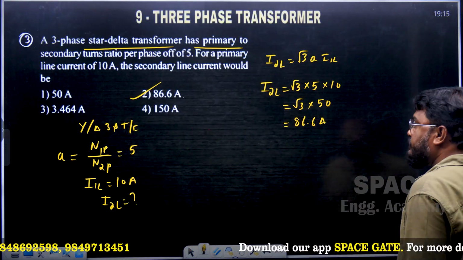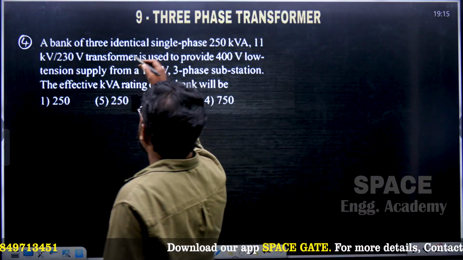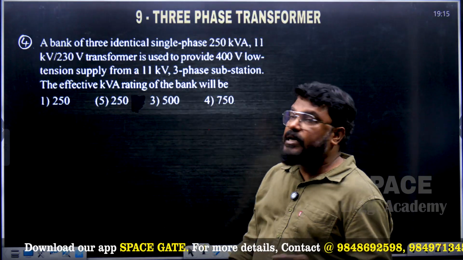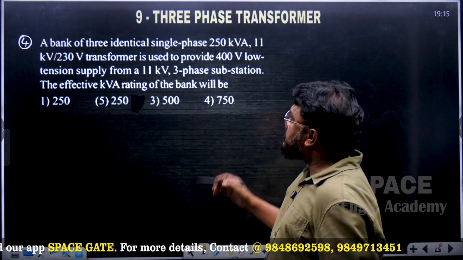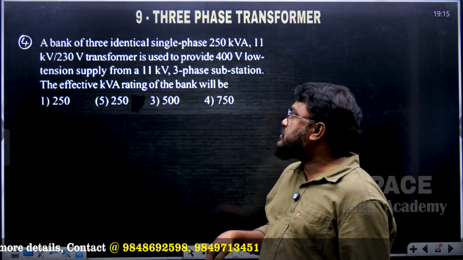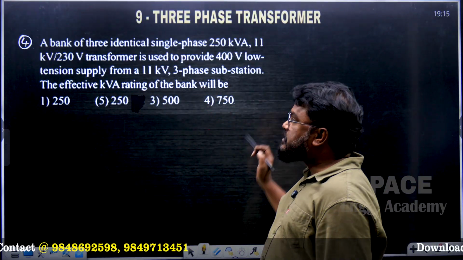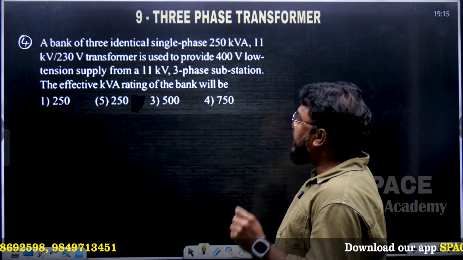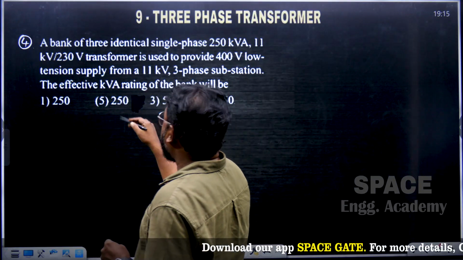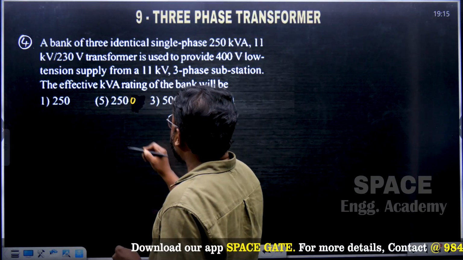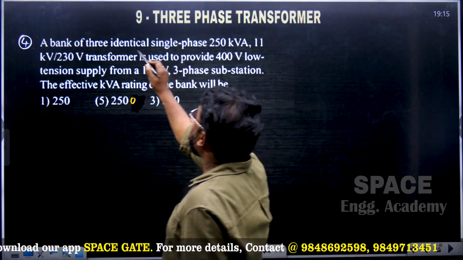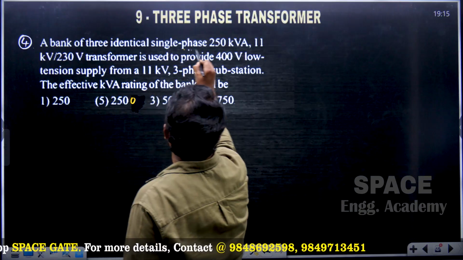And next question: a bank of 3 identical single phase 250 kVA, 11 kV/230 volts transformers is used to provide 400 volts low tension supply from an 11 kV 3-phase substation. The effective kVA rating of the bank will be: option 1 is 250, option 2 is 500, option 3 is 750 and option 4 is 2500. Now here, it is a bank of 3 single phase transformers.